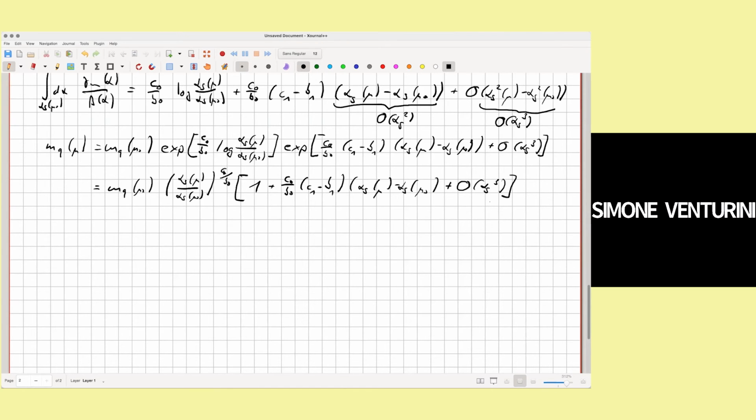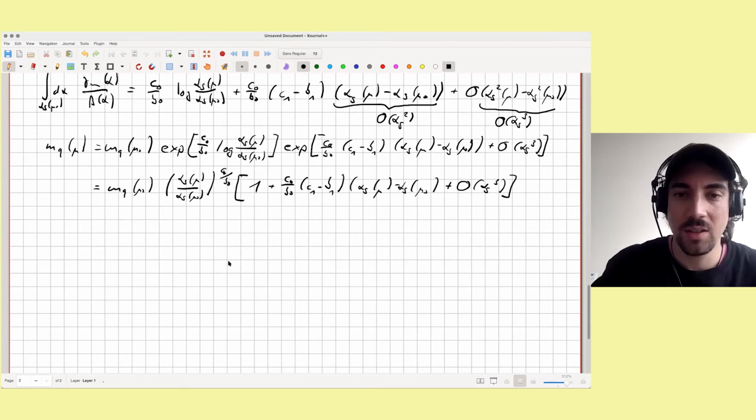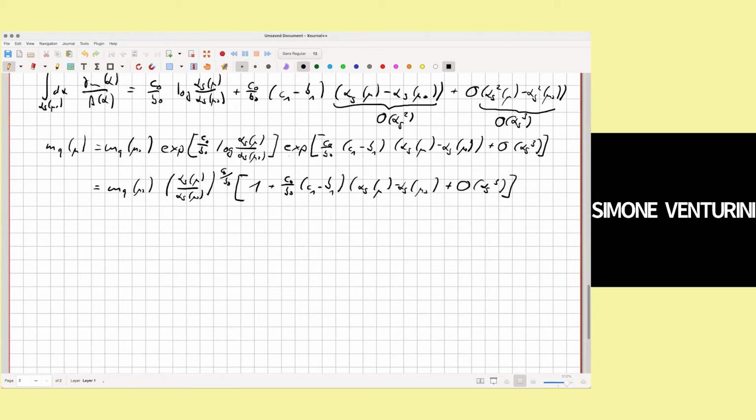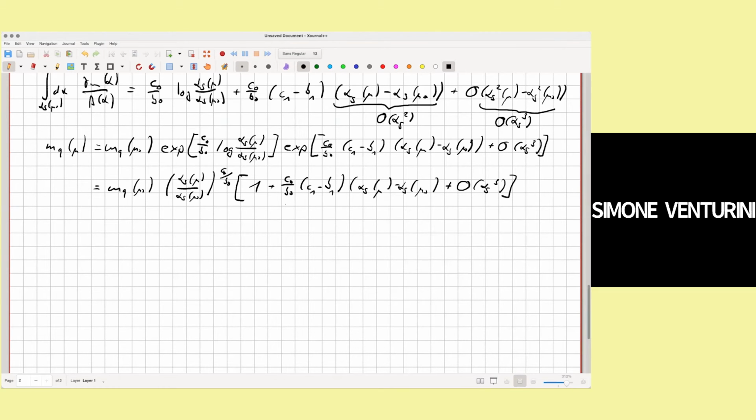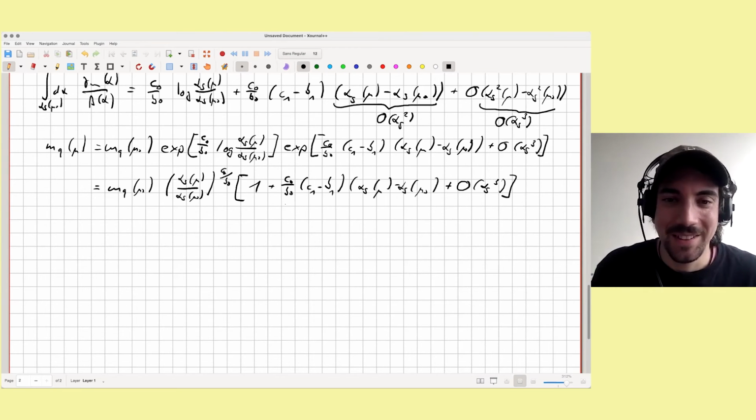Excuse me, how did you get the 1 plus C0 over B0? Where does that 1 come from? That's just the series representation of the exponential function. Oh, sorry, I didn't see there wasn't the exponential anymore. Oh, yeah, sorry. Yeah, so that's just the series expansion of the exponential function.